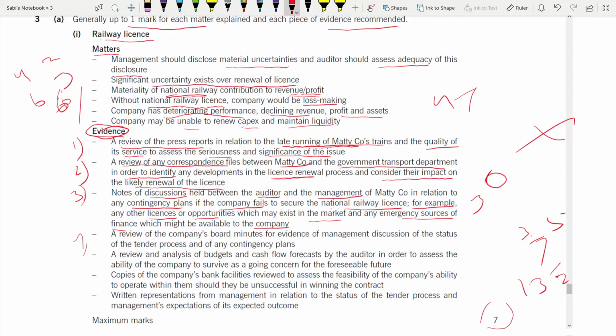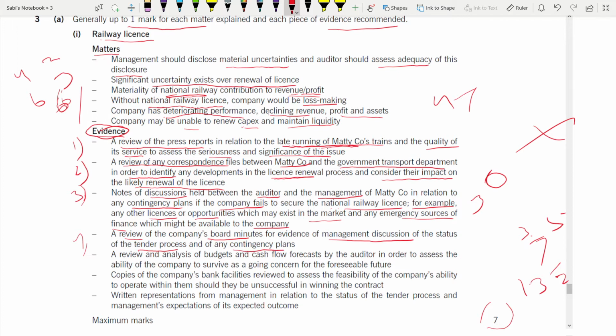Okay, this is the best evidence. Most of the time you can use this for any company: review of the company's board minutes. Why? To get the management discussion of the status of the tender process. What is the status of the tender process? You will get this from the board minutes, and also any contingency plans. Do they have them?